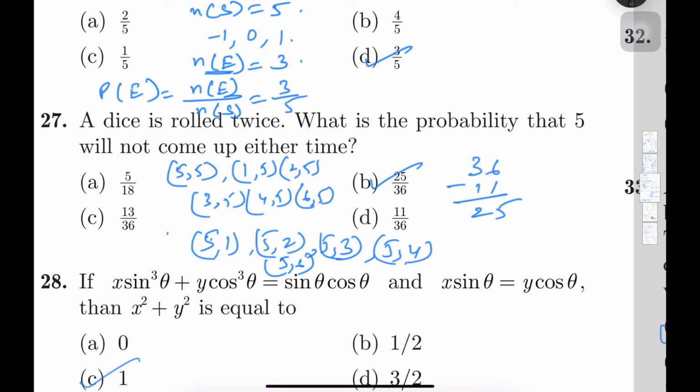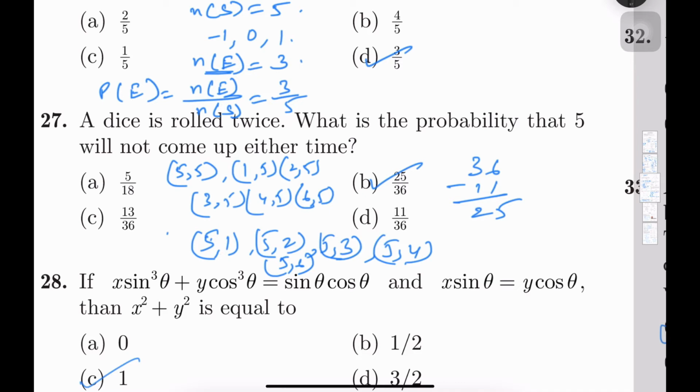So it's asking what is the probability that 5 will not come up either time. So 5 appearing means 5,1, 5,2, 5,3, 5,4, 5,5, 5,6, and 1,5, 2,5, 3,5, 4,5, 6,5. So from the total 36 outcomes when you are rolling the dice, out of 36 you minus 11. What is the probability that 5 will not come up either time? You shouldn't get 5 at all. So remove all those events where 5 is appearing.